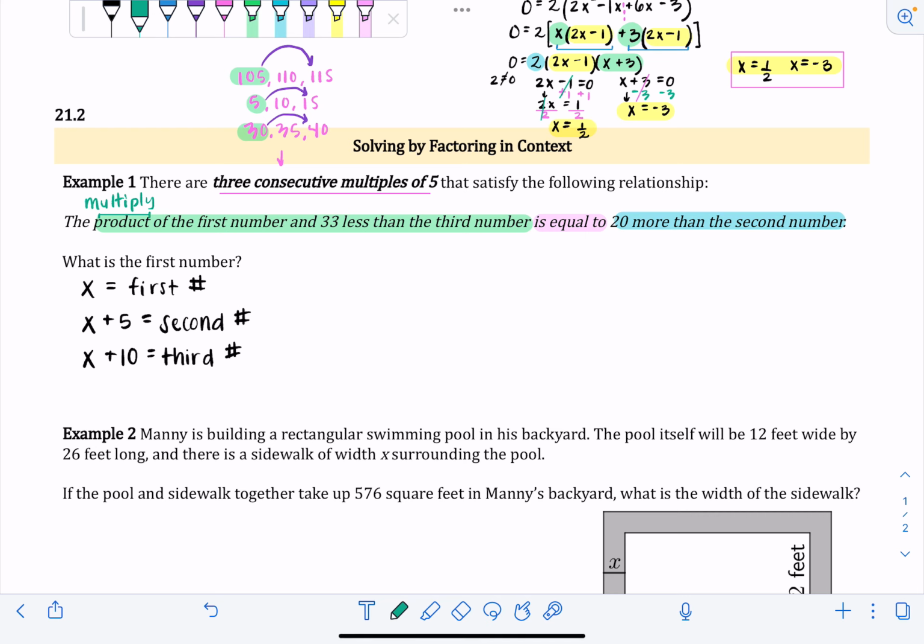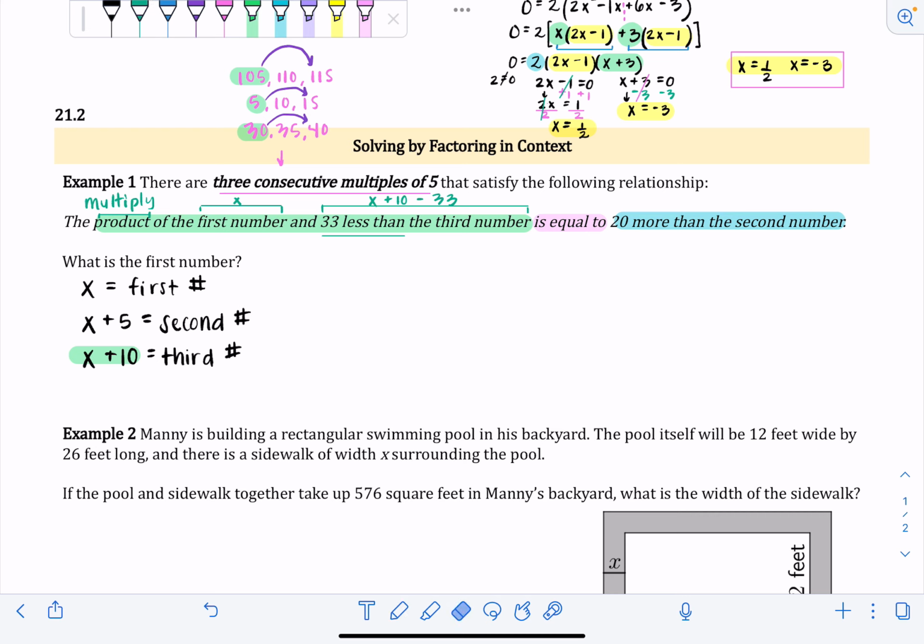So if we multiply the first number, which is x, and then 33 less than the third number. So 33 less than the third number would be the third number, which is x plus 10. So x plus 10 is the third number, but it says 33 less than the third number, so I'd have to take the third number and subtract 33. Okay, so those are all the words written out in our variables.